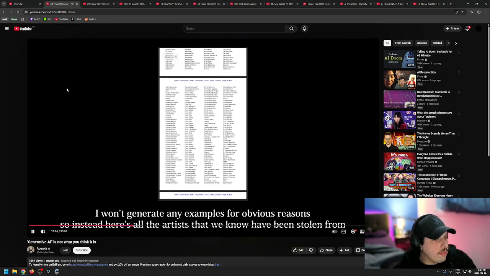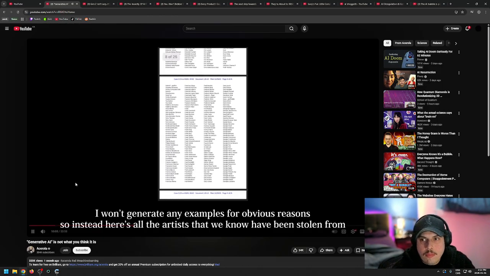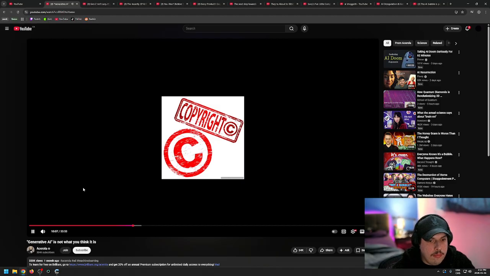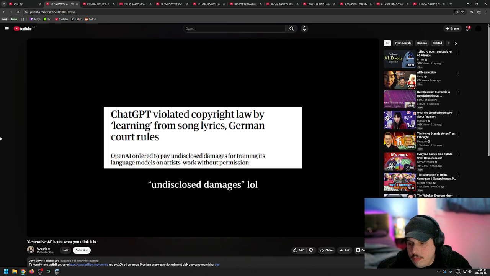When it knows how to emulate an artist's style, it's because it has stolen that artist's work from the dataset. By now, copyright infringement by these companies is widely known, and Midjourney has been hit with numerous lawsuits. Just this month, Germany ruled that ChatGPT violated copyright law by training on song lyrics that weren't theirs to use.